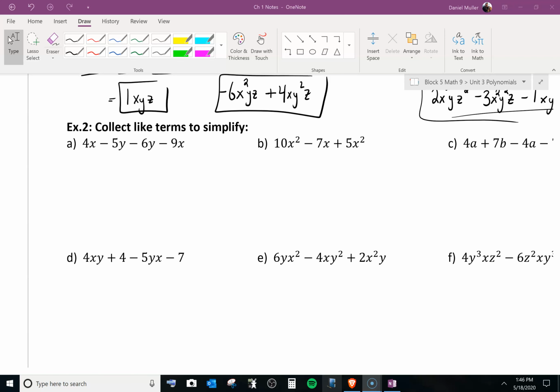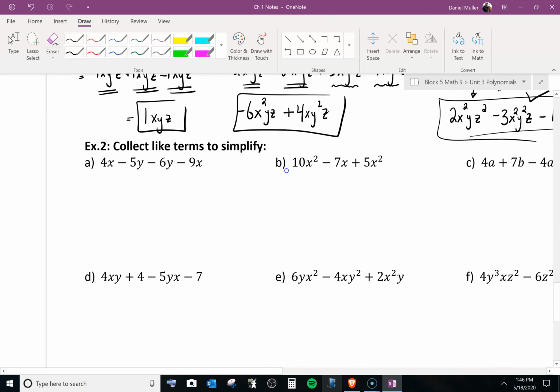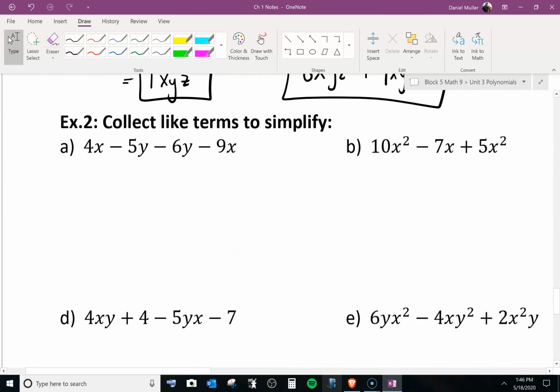All right, example number 2, collect like terms and simplify. So there's very little reordering here, but there might be a little bit. And it's just like the previous example, but it looks almost a little easier. So we'll just take a look. We need to see which ones are alike.